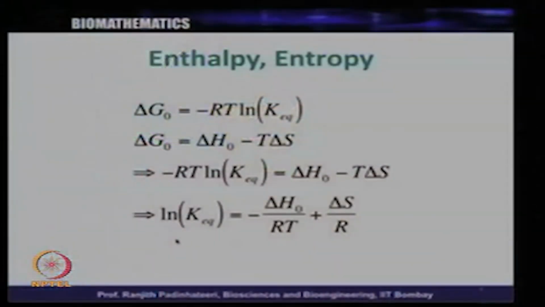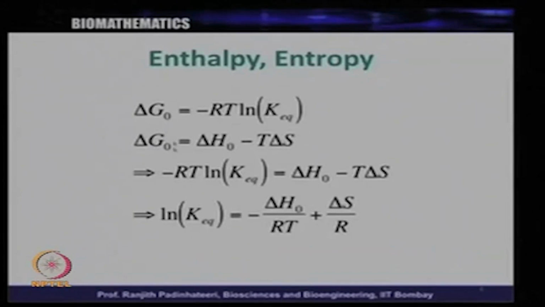The delta G of a chemical reaction is basically the change in free energy for the chemical reaction. And we all know, you might have studied this, the formula: delta G 0 is equal to minus R T log K equilibrium. Now, you also know that delta G 0 can be also written as delta H 0 minus T delta S. So, free energy is enthalpy minus temperature into entropy. This is also something you know.